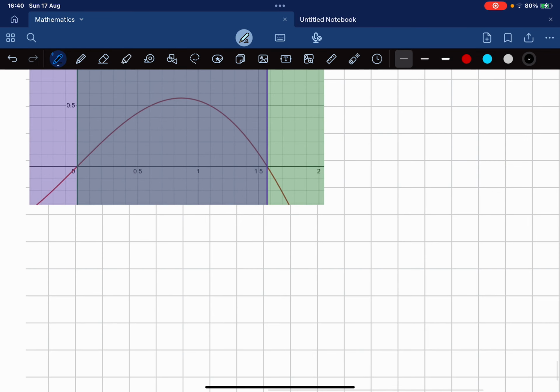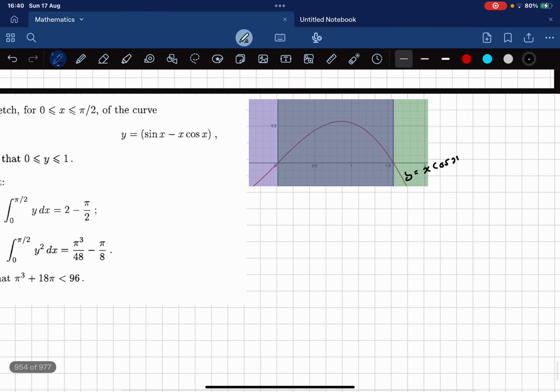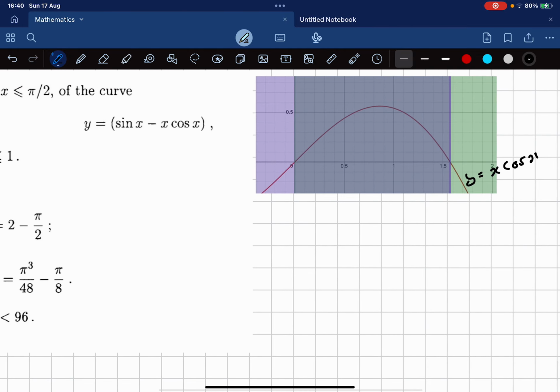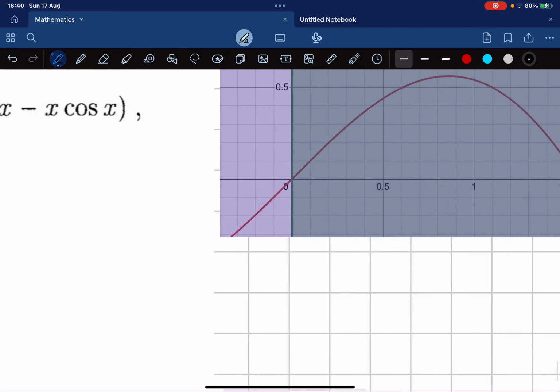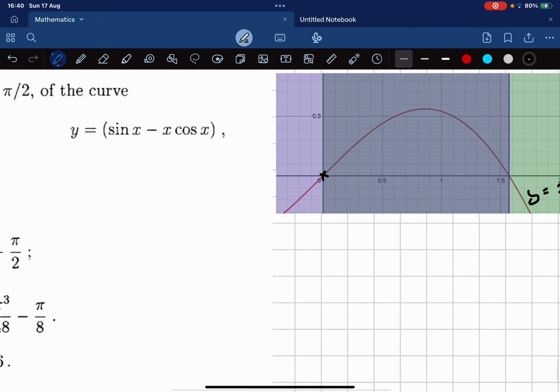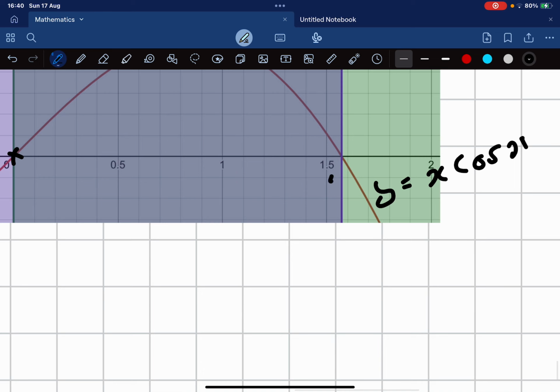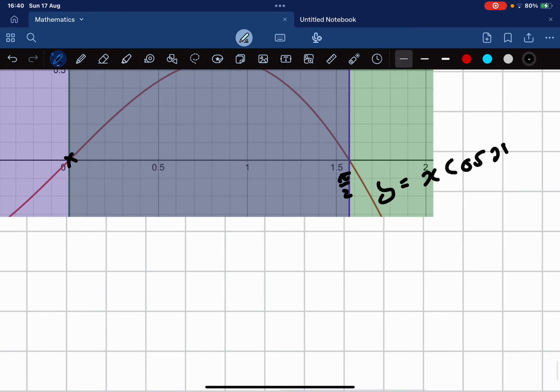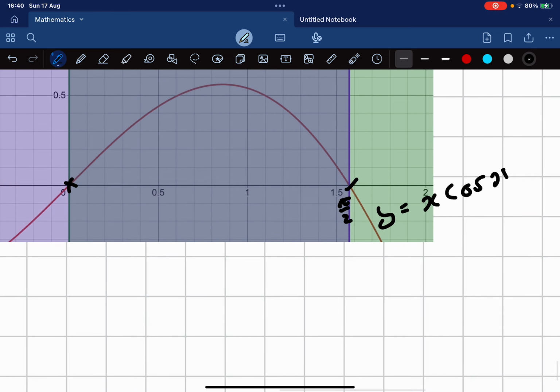This graph that I've drawn here is y equals x cos x. And it's going to look like this because as x is small, cos x would be large. So like x is 0, so we're going to have 0 here. This is pi over 2 here. And at pi over 2, cos of x is 0. So we're going to be 0 here.